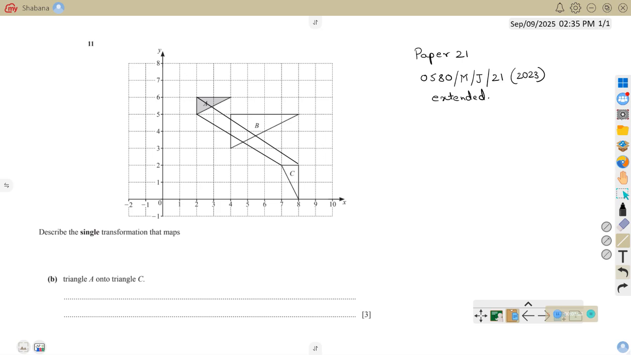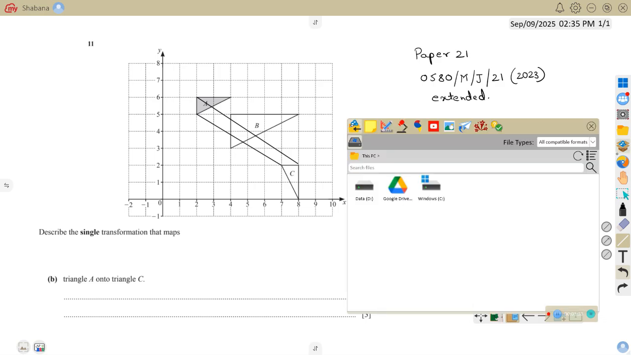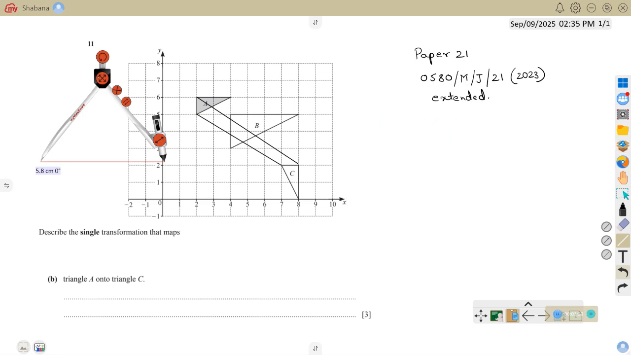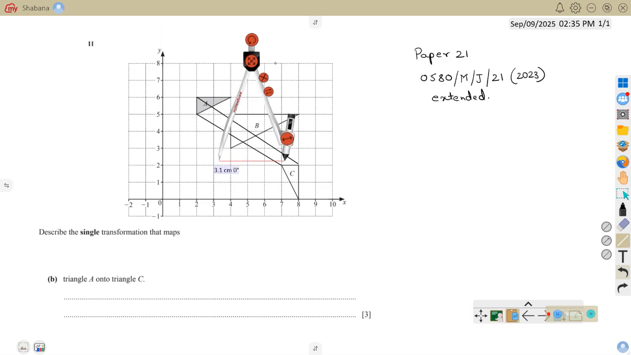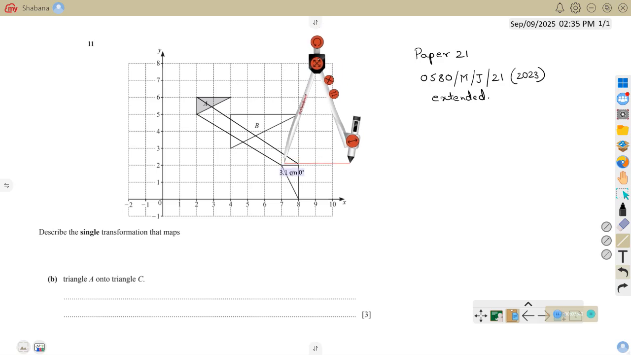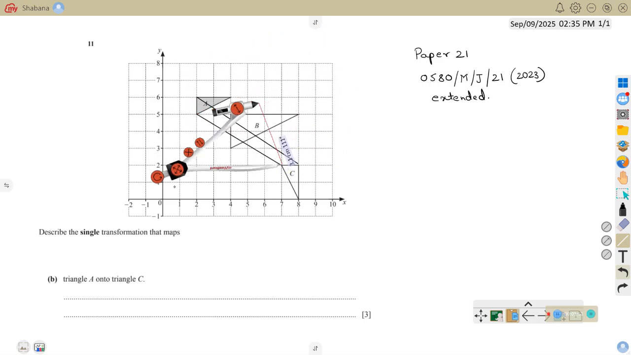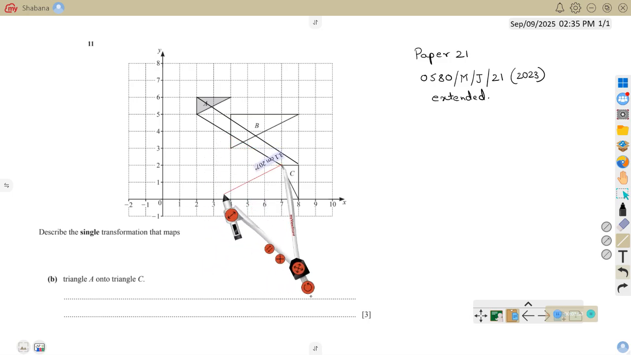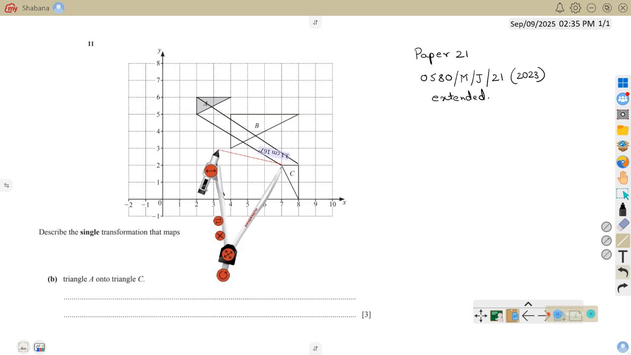Then using a compass, draw the perpendicular bisectors of the lines. So use your compass, put it on one of the lines, and taking more than half, draw the arcs on both sides of the line. I am taking this line, so I am drawing the arc.